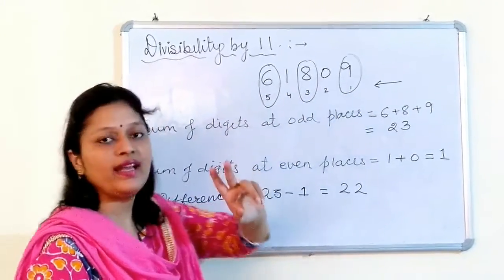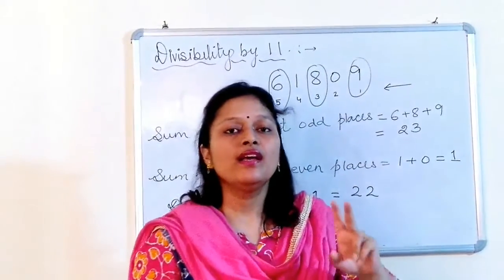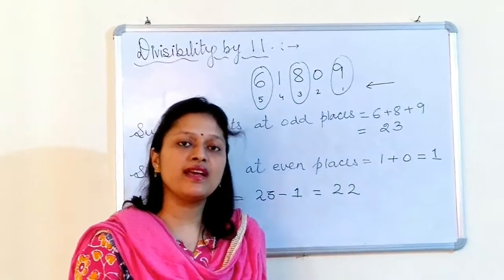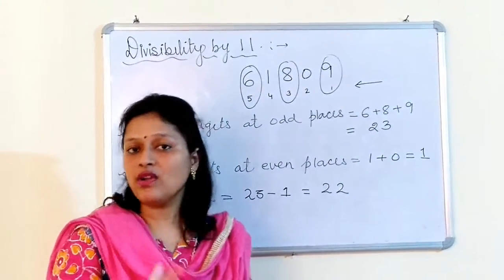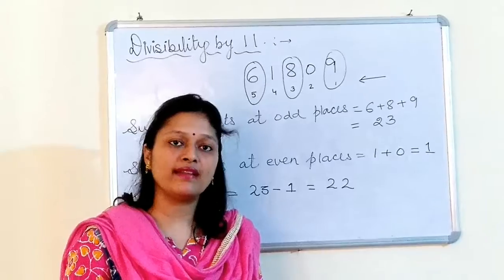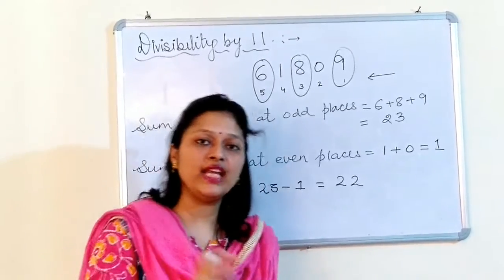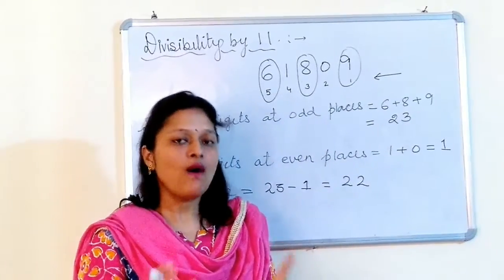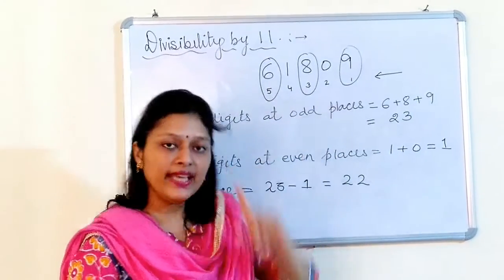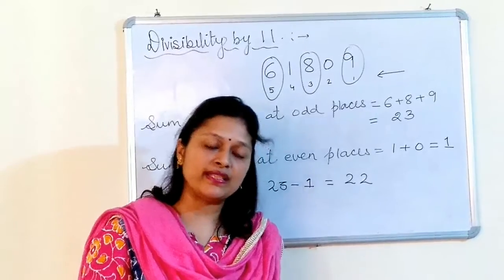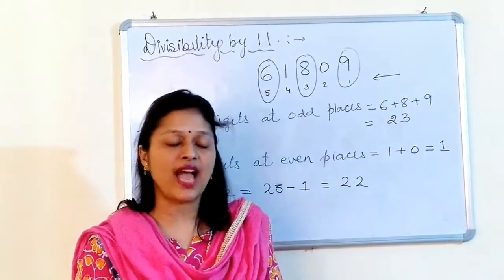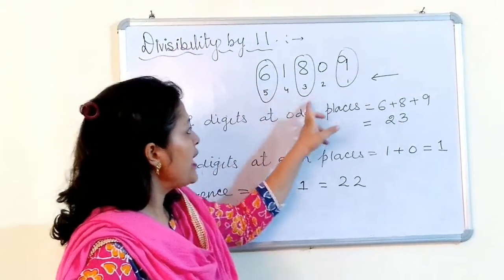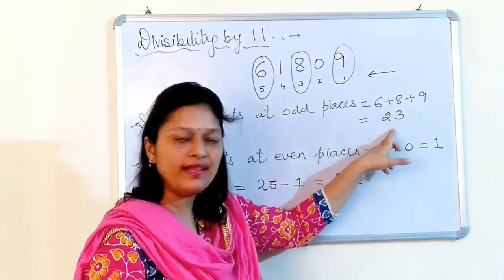Now one more thing I want to add here. I am saying that you have to add all those digits which are at odd places. I am not saying that you have to add the odd digits and even digits separately. No. You will add all those digits which are at odd places, and then all those at even places. I am again and again saying places. I am not saying digits. Okay. 6 plus 8 plus 9 will give you 23.